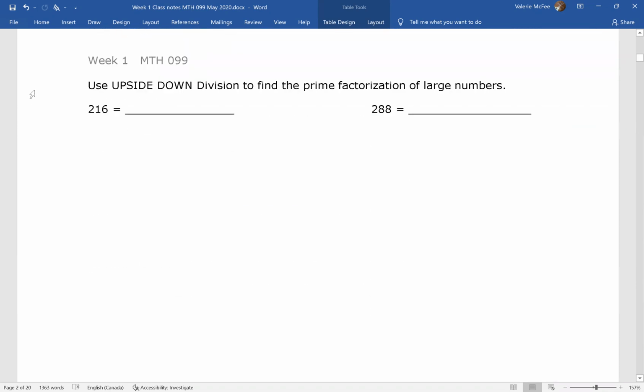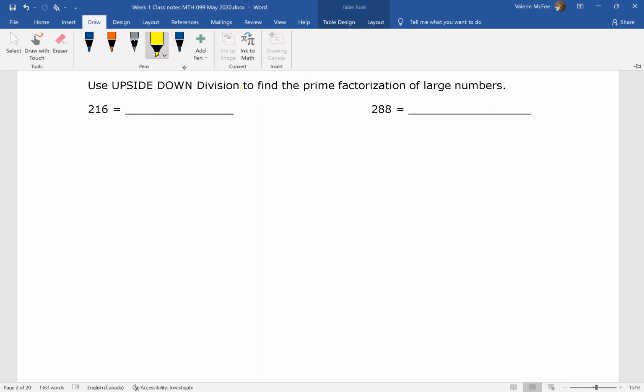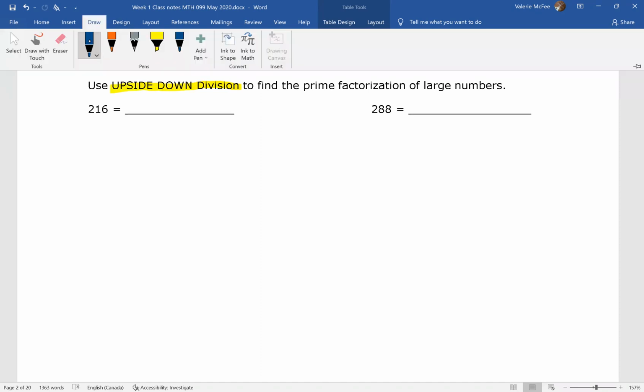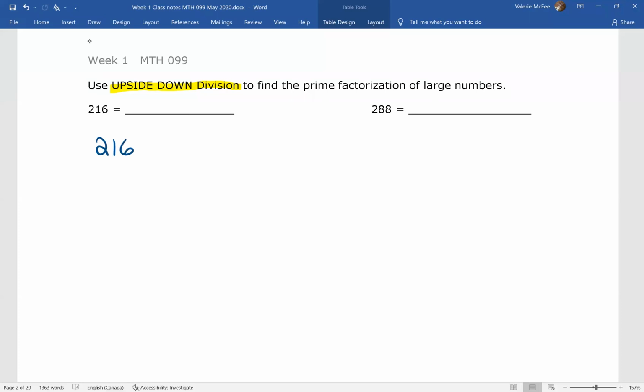The last thing I want to talk about in this video is prime factoring large numbers. You can see with 216, it might be a little bit difficult to think about two numbers that multiply to make 216. And I would suggest that we use upside down division. So what does that look like? Well, it looks just like the long division I hope you already know how to do.